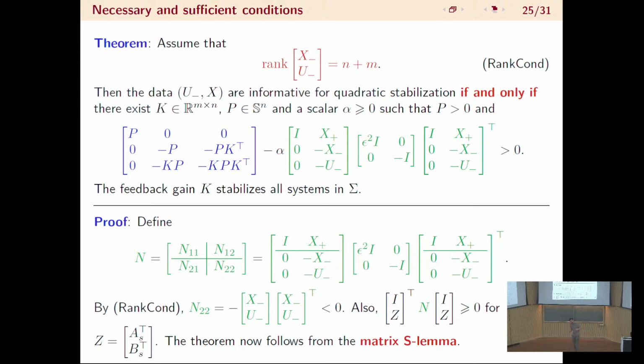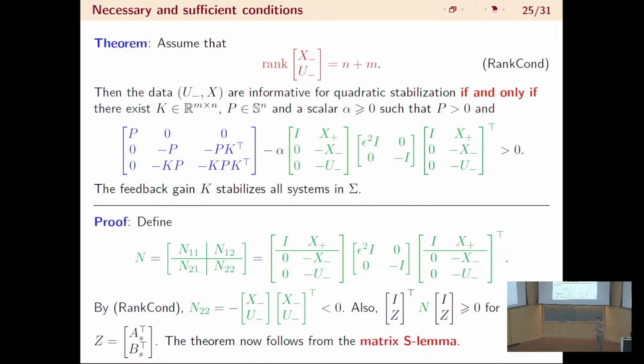What I then want to do in the last part of the lecture is study some generalizations of this theorem. One immediate thing one can do is that this inequality that we see over here is not linear in P and K. But we can do the same Schur complement argument as before to transform this into a linear matrix inequality, because the matrix inequality is the same as before. The point was just to show now that it's a necessary and sufficient condition. So one can reformulate this as a linear matrix inequality.